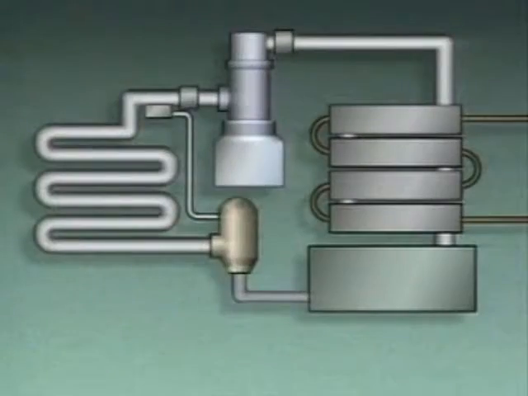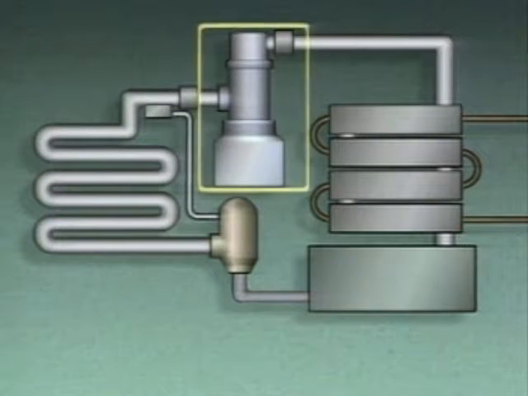A refrigeration system lowers the temperature of a substance or an area. The controls used with a particular system depend on the system and how the system is used. To operate properly, a refrigeration system must control refrigerant pressure and flow.